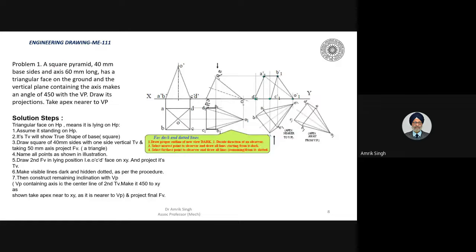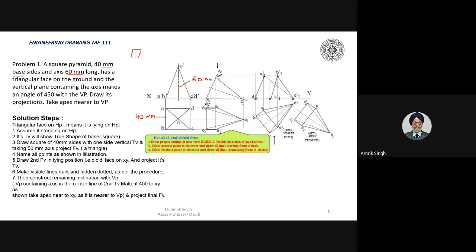Okay. So it says that a square pyramid, 40 mm base. When it is square, that means both sides are 40 mm. So this is a square. Both sides are 40 mm. And the axis is 60 millimeter long. So this is the axis, this is 60 millimeter long. This is given as 60 millimeter. So this is the base. This is given as 40 millimeter.